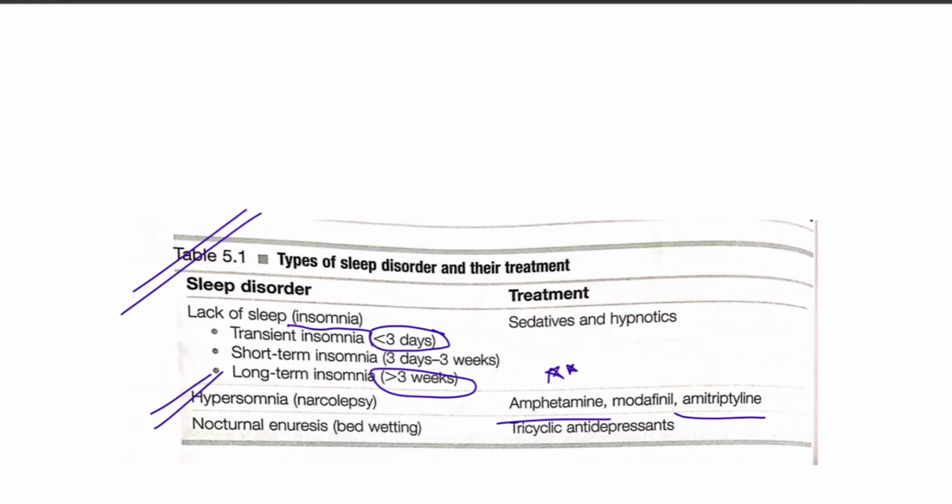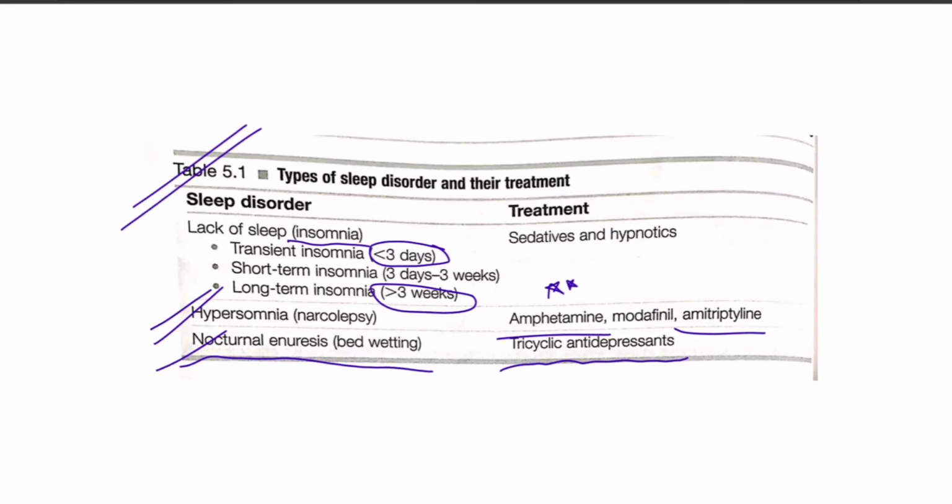The third one is nocturnal enuresis. Nocturnal enuresis is usually seen in kids. They usually bedwet, they pee in the bed. If it extends for a longer period of time, like even after 5, 6, 8, or 10 years, we usually treat with tricyclic antidepressants. So these are the usually prescribed drugs for the sleep disorders.